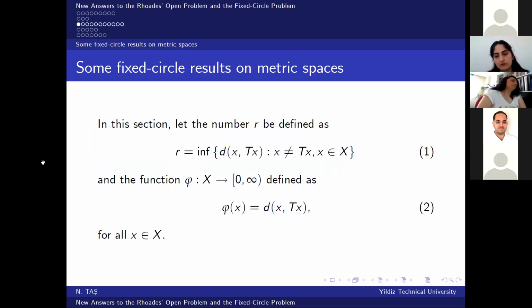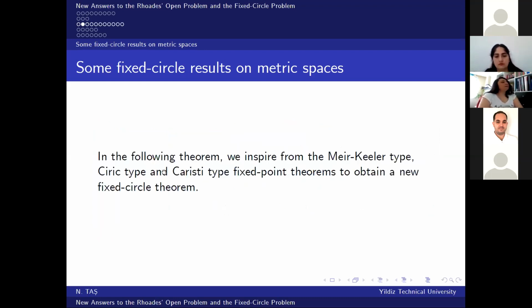Now, we investigated some solutions to the fixed circle problem. Firstly, we defined the number R such that, and the function phi such that the point x is the image of this point distance. In the following theorem, we are inspired by the Meir-Keeler type, Suzuki type, and Ćirić type fixed point theorem to obtain a fixed circle theorem.